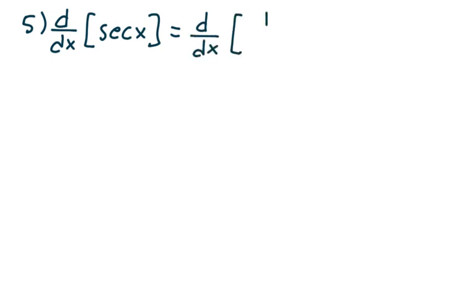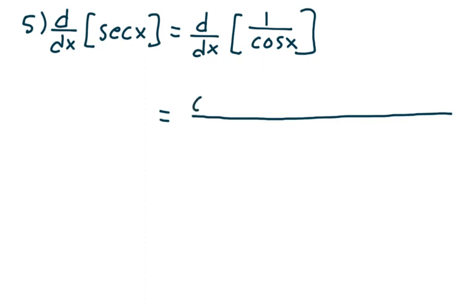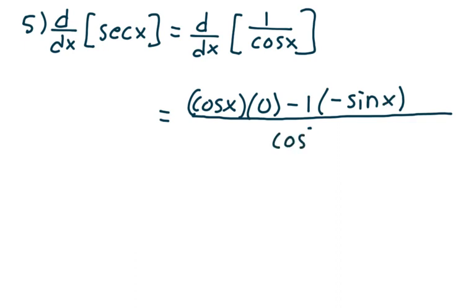Number 5. So let's take a look at the derivative of secant x with respect to x. So this is the derivative of 1 over cosine x with respect to x. Remember, we don't have the chain rule yet, so we're going to use the quotient rule to find the derivative of secant x with respect to x. So the bottom function is cosine x. The derivative of the top function is 0, because remember, that's just a constant. Minus 1 times the derivative of cosine x with respect to x, which is negative sine x. And I'm going to divide by cosine squared x.